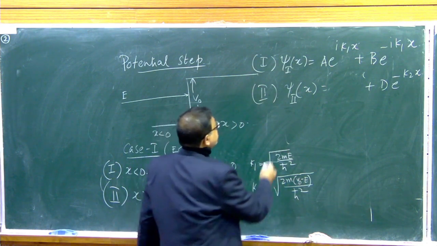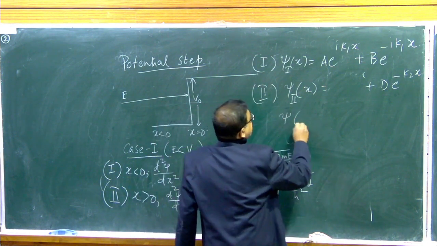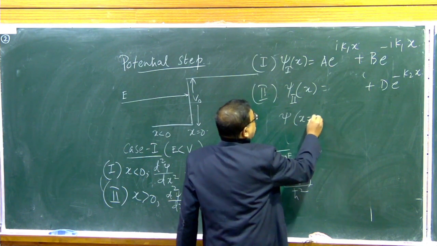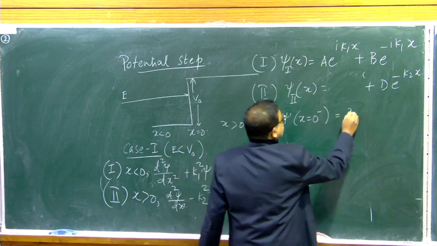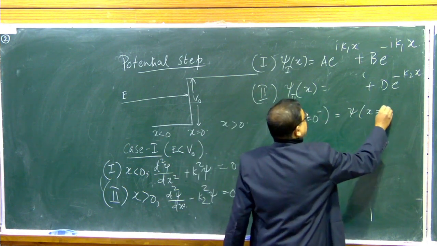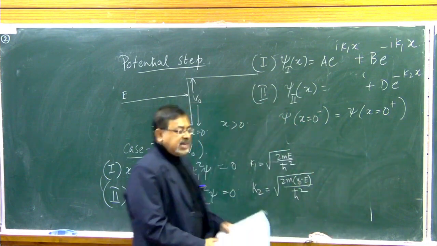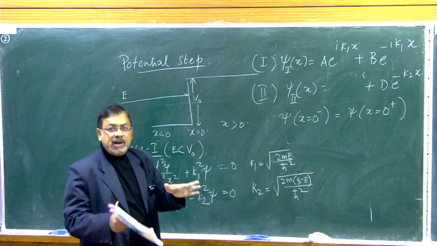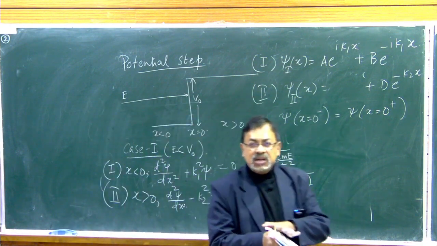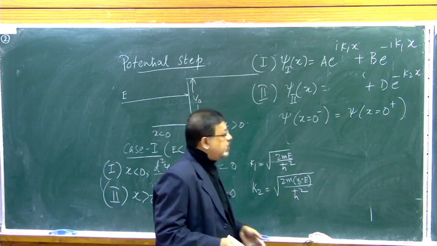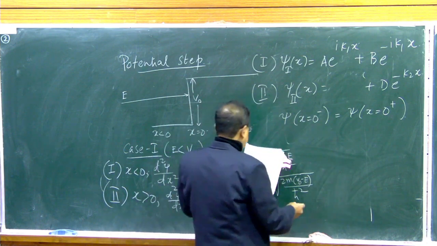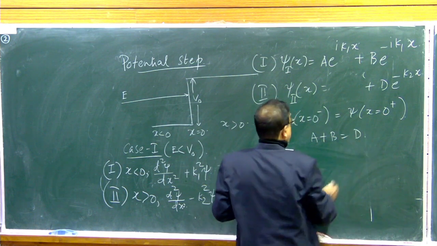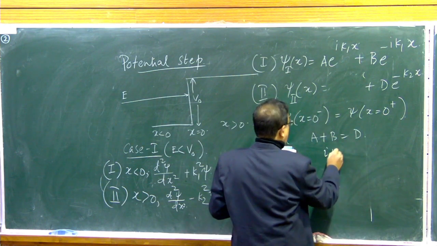So, first let me use the continuity of psi. So, psi at x equal to 0 minus is equal to psi at x equal to 0 plus. Okay. What I mean is that just left of the barrier and just right of the barrier, the wave function should be smoothly connected. Okay. There shouldn't be any discontinuity there. And if that happens, then I get A plus B is equal to D, and I k1.